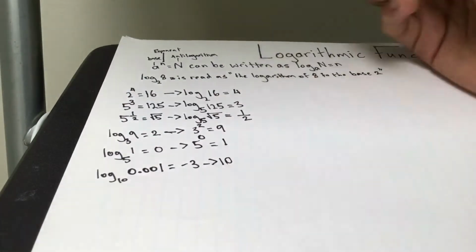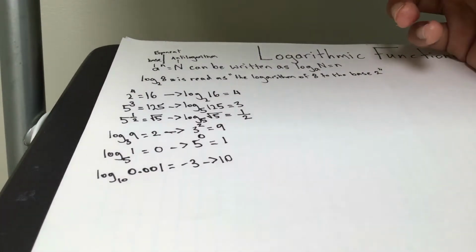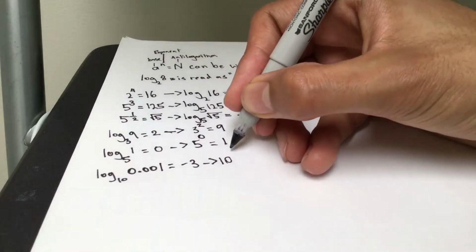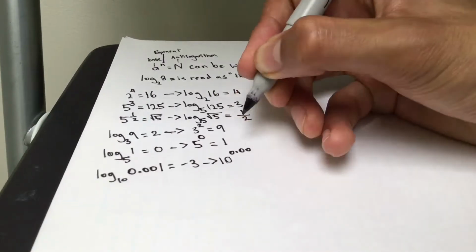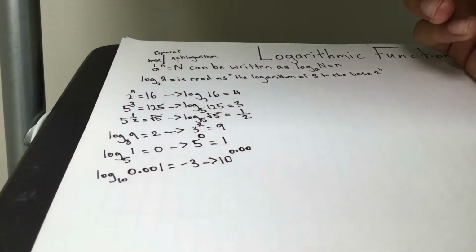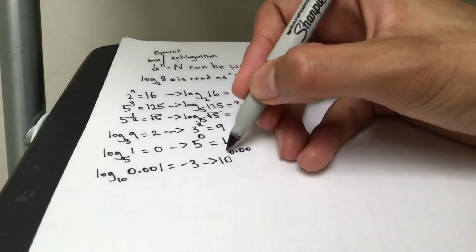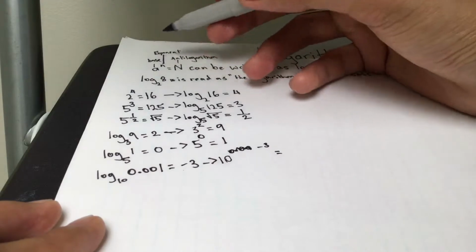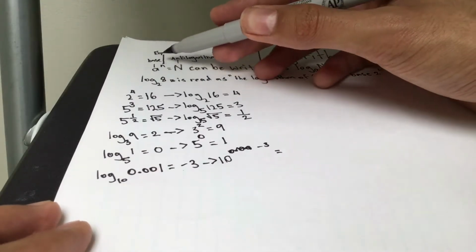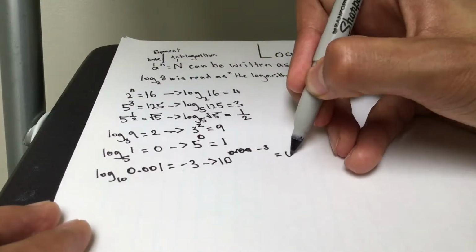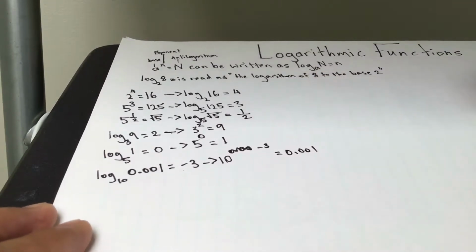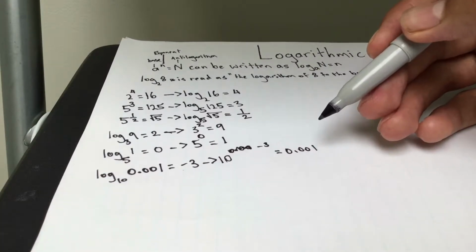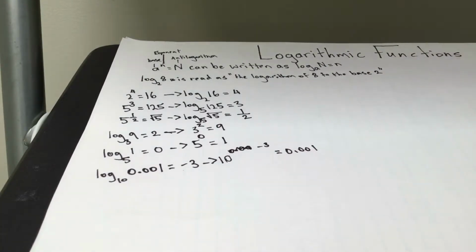Our base is 10. Second, we take out our exponent. Oh no, I was looking at the capital N. So we take out our lowercase n, which is minus 3, our exponent. So in this case, 0.001. Now you can see it states that 10 to the power of minus 3 is 0.001.